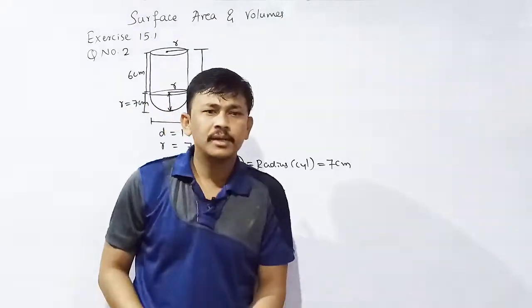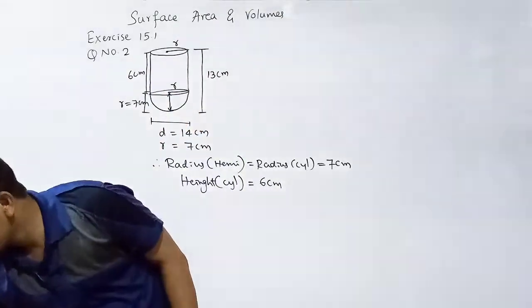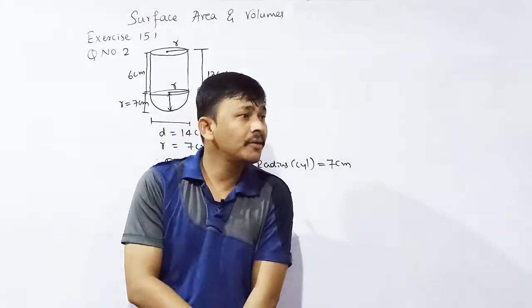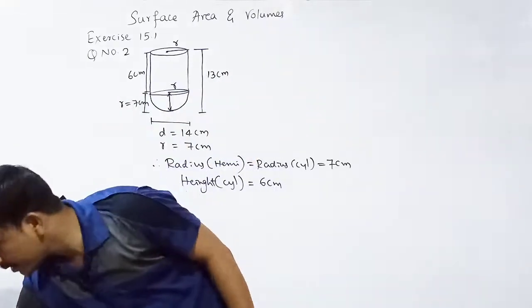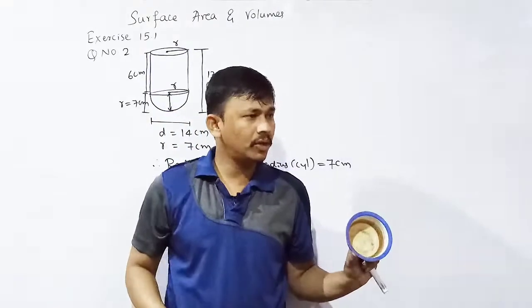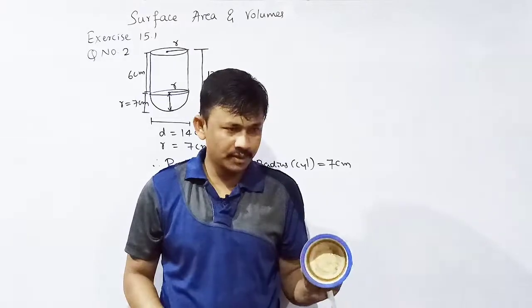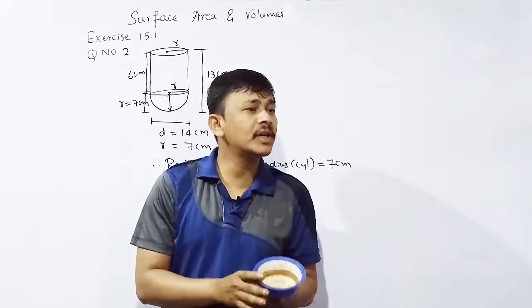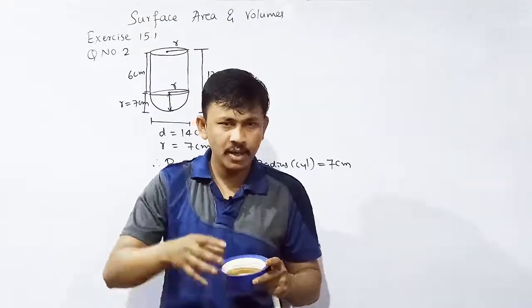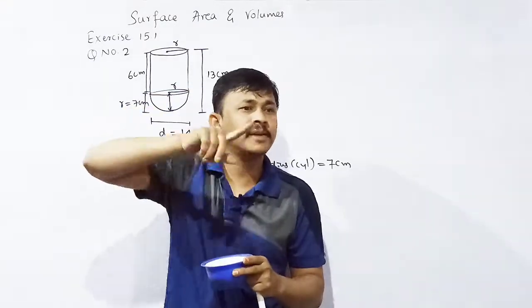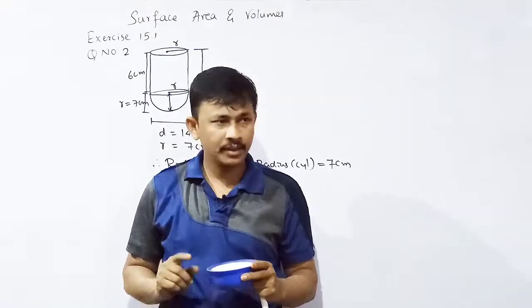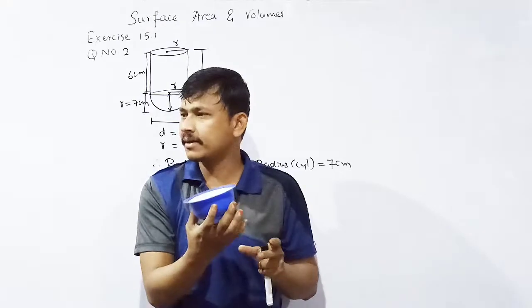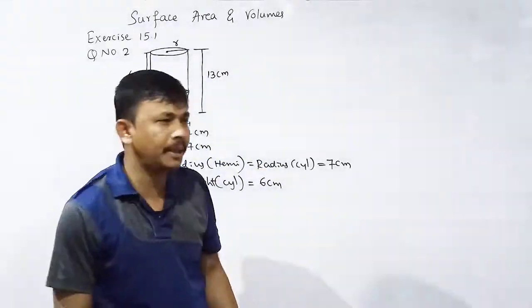What we need to find out? The inner surface area. The surface area which we can feel. Okay. This is the hemisphere. Yes or no? The upper surface is open. That means the curved surface area of the hemisphere, on which the curved surface area of the cylinder. Yes or no? Correct? CSA of cylinder plus CSA of hemisphere, because it is open at the top end.